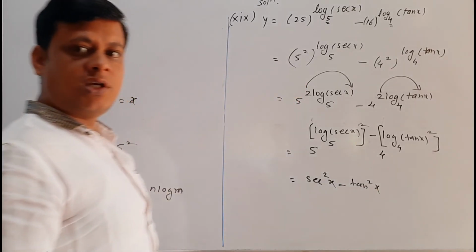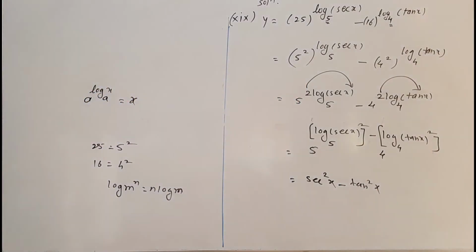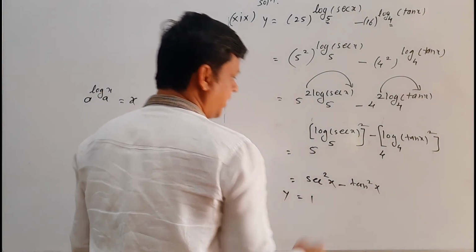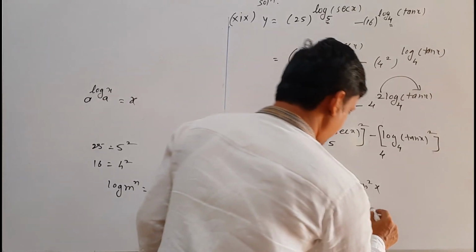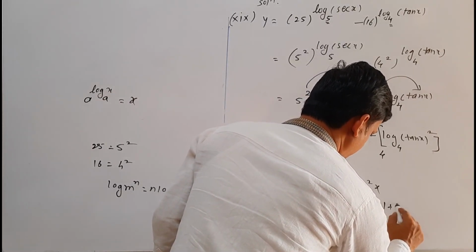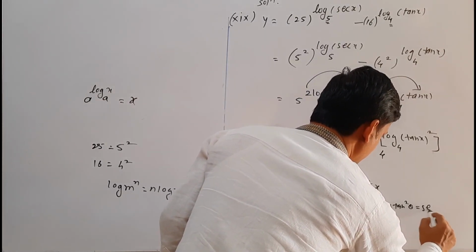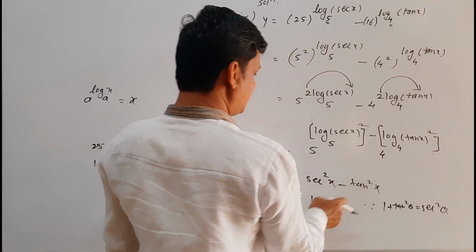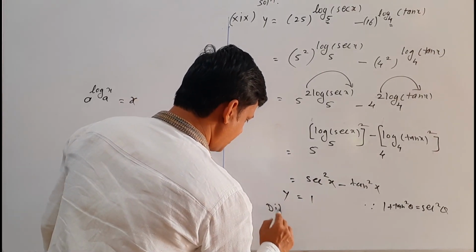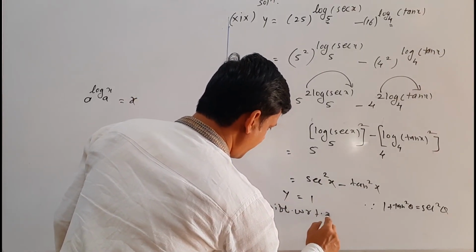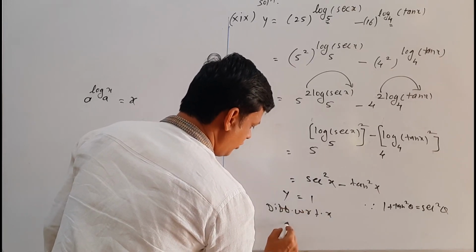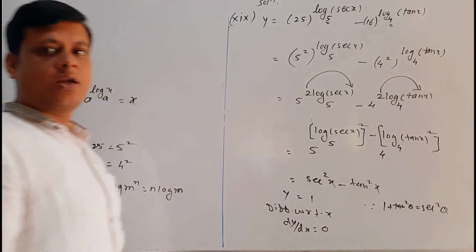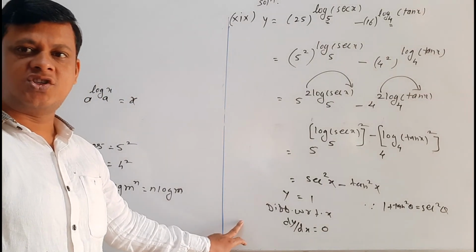So we have to use the identity sec square x minus tan square x is 1, or you can write 1 plus tan square theta is equal to sec square theta. So from this you get sec square x minus tan square x as 1. Now differentiate with respect to x. The derivative of y is dy by dx, and the derivative of 1, which is a constant, is 0.